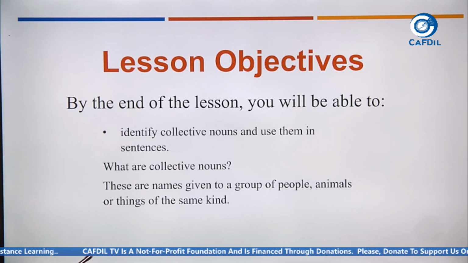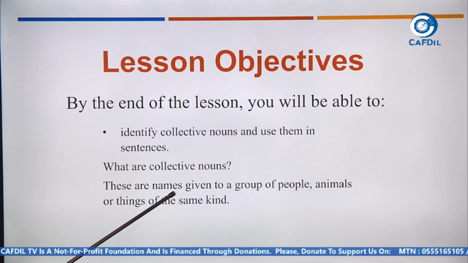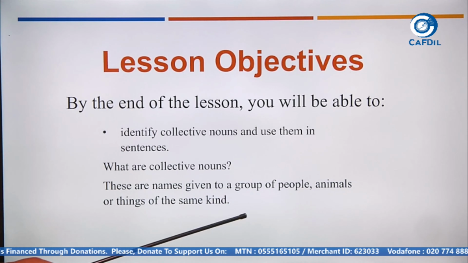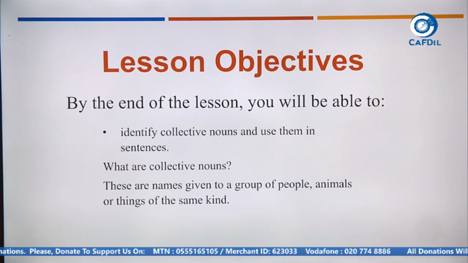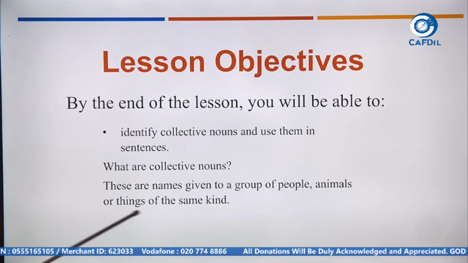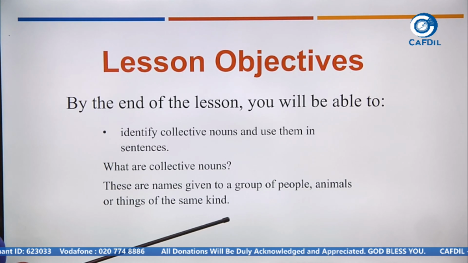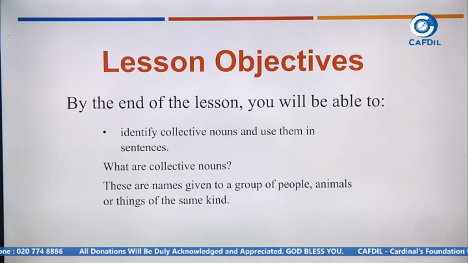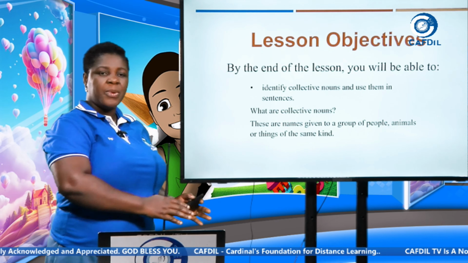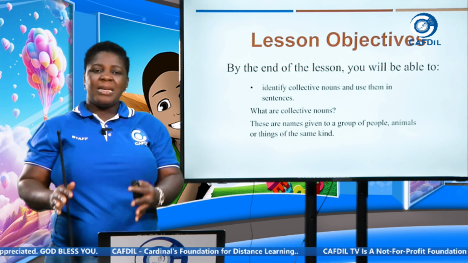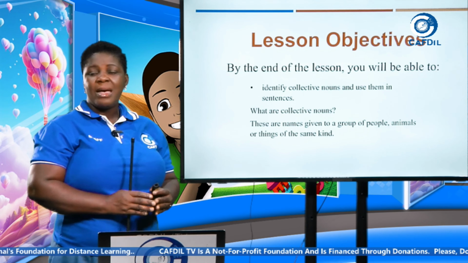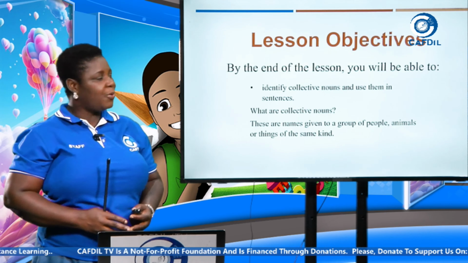What are collective nouns? These are names given to a group of people, animals, or things of the same kind. So collective nouns, we consider different people, or some group of people, and then animals of the same kind, then things of the same kind that are put together as one unit. That is what we are looking at today.